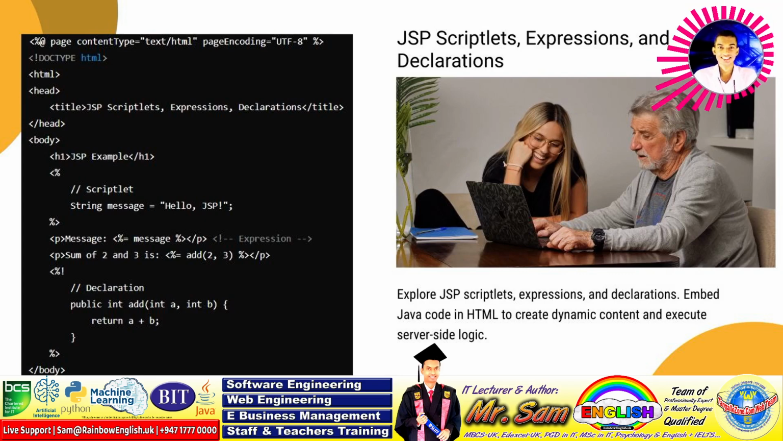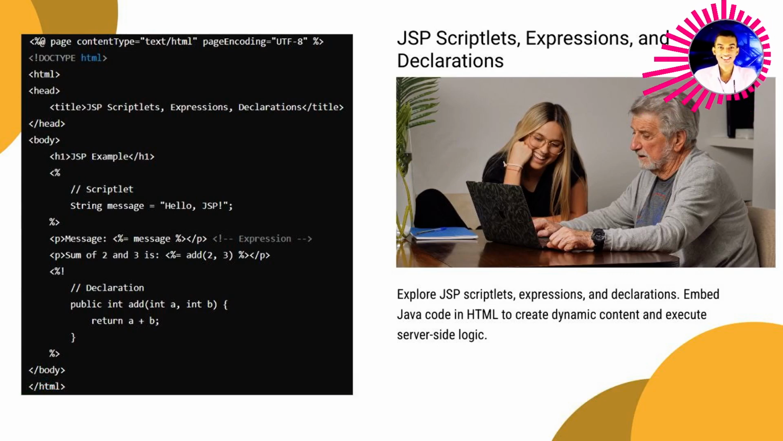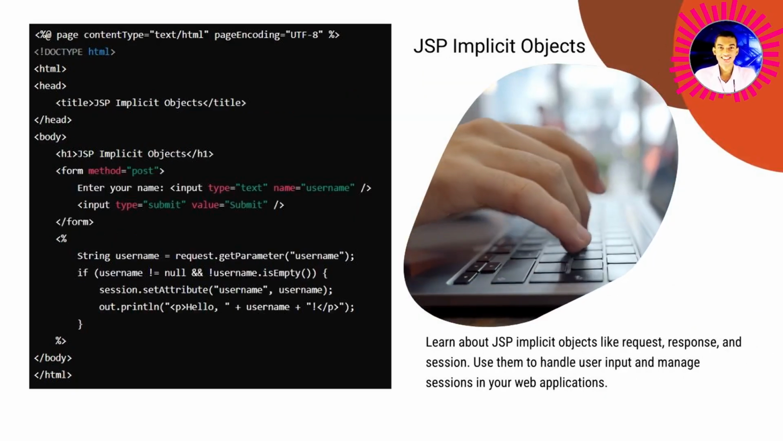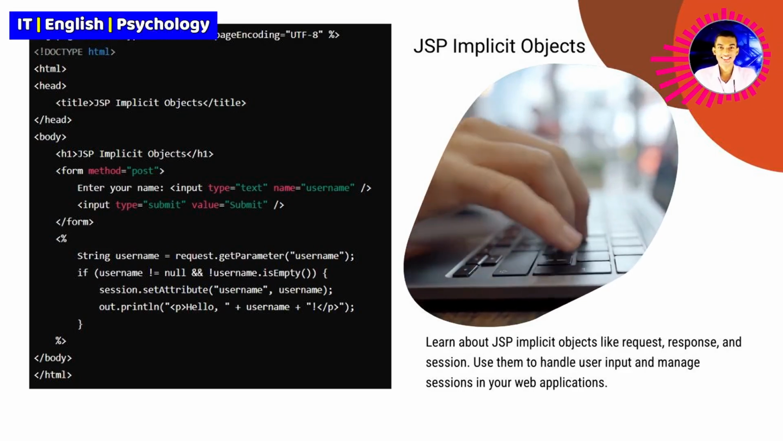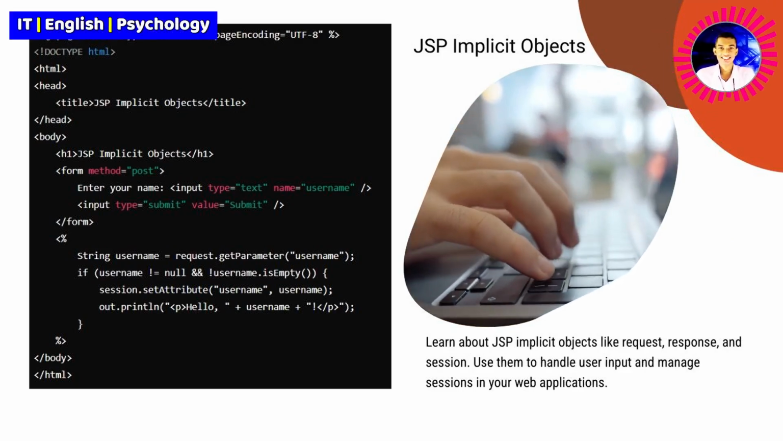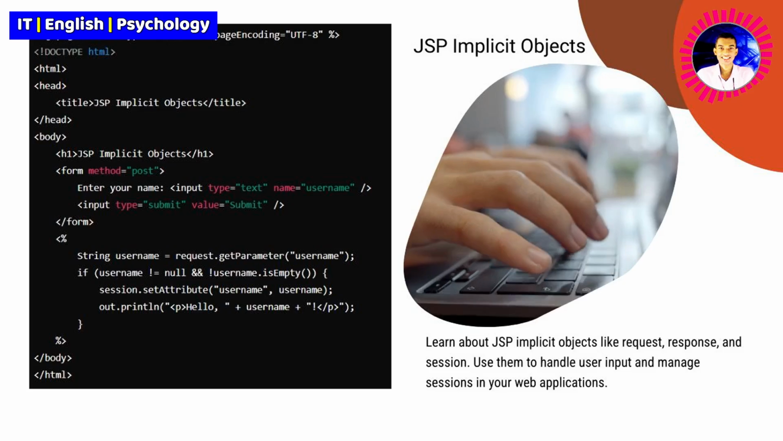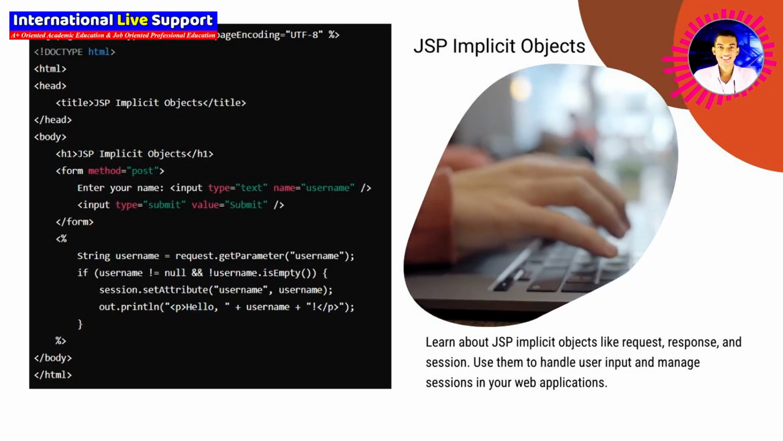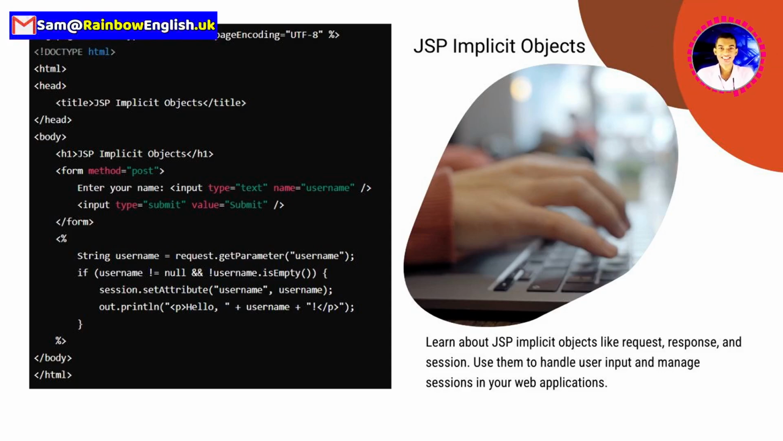This demonstrates how you can integrate Java logic into your JSP pages to create dynamic content. JSP provides several implicit objects that you can use directly in your JSP pages without needing to declare them. These objects are automatically available and provide access to various parts of the request and response cycle. Some of the commonly used implicit objects are request, response, session, application, out, and config.